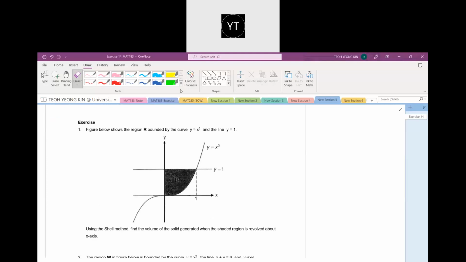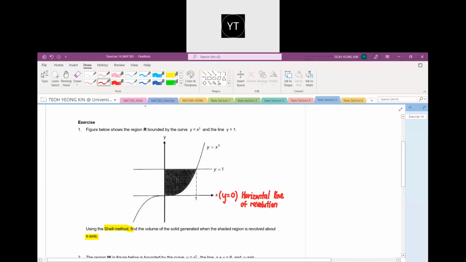Using the shell method, find the volume of the solid generated when the shaded region is revolved about the x axis. So it is revolved at the x axis, y equals 0. So here is the horizontal line of revolution.